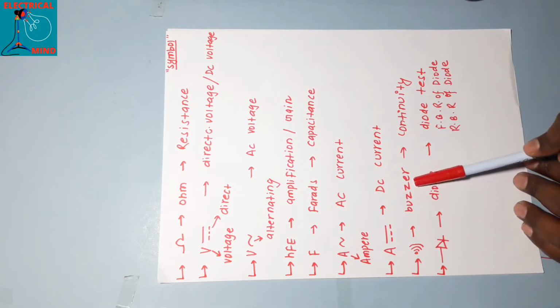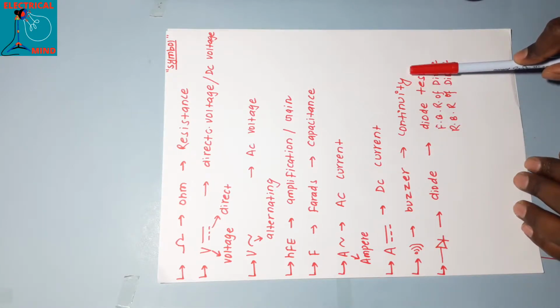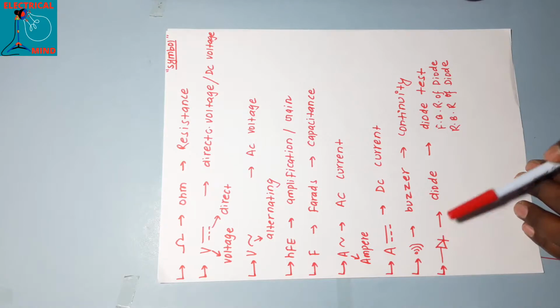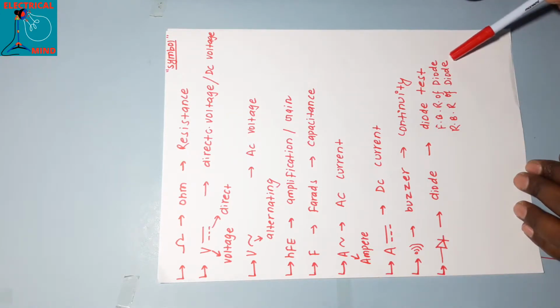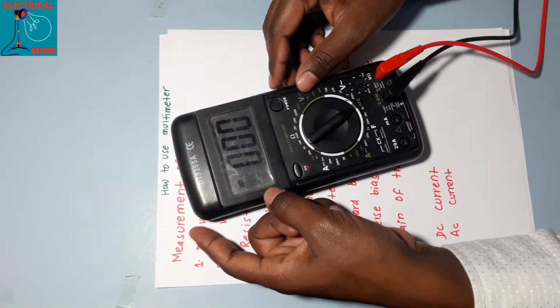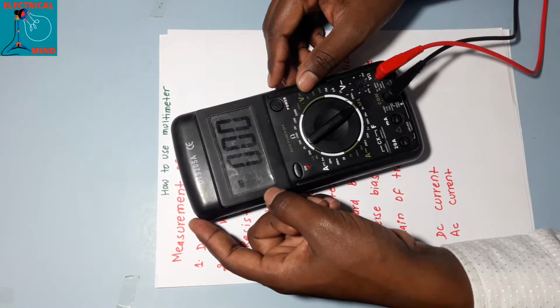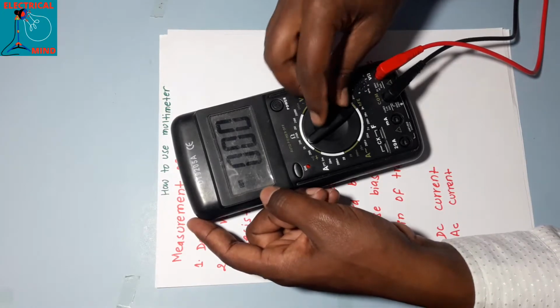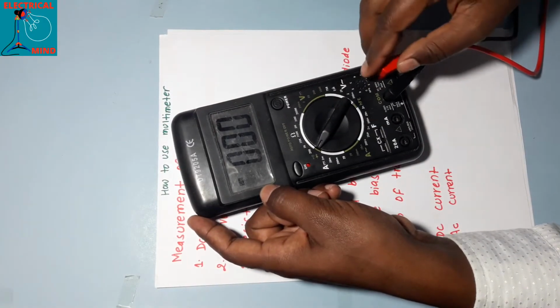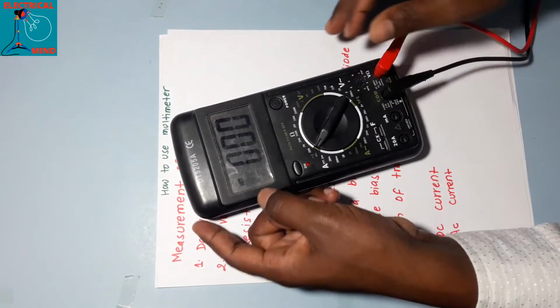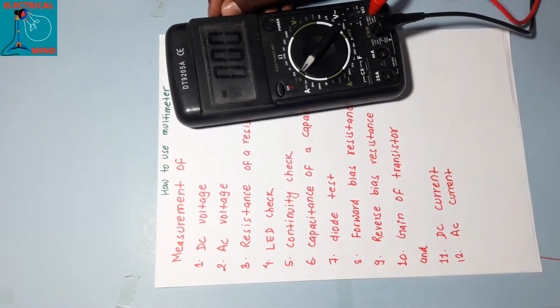This is the symbol of buzzer. To measure the continuity of a wire, set the pointer towards it. Then this is the symbol of diode. To measure the diode test, forward bias resistance of a diode, reverse bias resistance of a diode, set the pointer towards it. Before using the digital multimeter, we must make sure about two things. First, if the pointer is in the correct position or not, and second, if the probes are at the correct points or not. Now I will show you how to measure from point 1 to point 12.